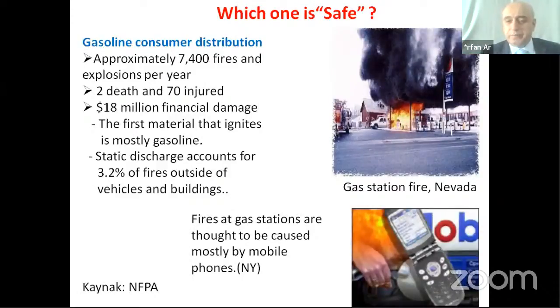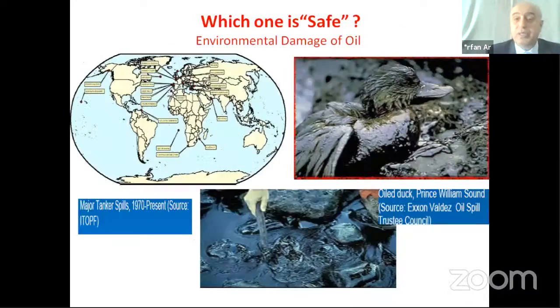Which one is safe? Here you can see the burning of a gas station in Nevada. Gas station fires are thought to be caused mostly by mobile phones, cell phones. And you can see here the numbers of injured and the dead people, and also the property lost during these disasters.